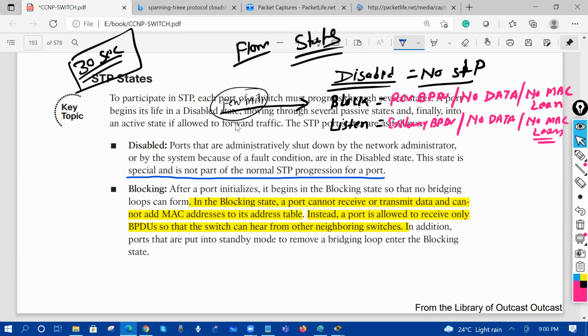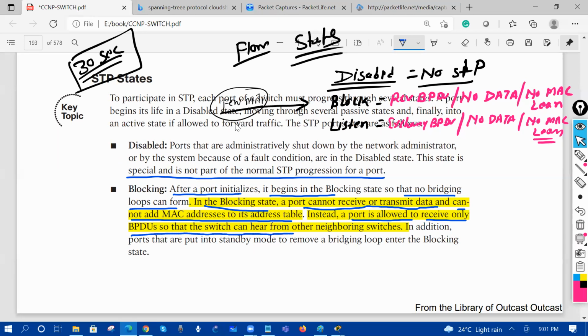Blocking is what? After the port has initialized, right? It begins in the blocking state just for a few milliseconds to check that there is no loop. In the blocking state, what happened? A port cannot receive and transmit data and cannot learn the MAC address in the MAC address table. Instead, a port is allowed to receive only the BPDU so that it can hear from the neighboring switches. And this is the most important state, because this is the state that is going to remove the loop. A major role to play.